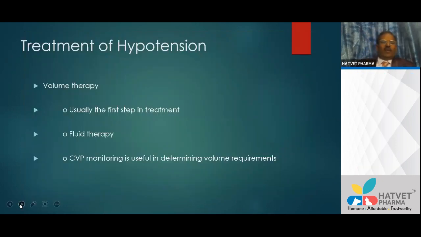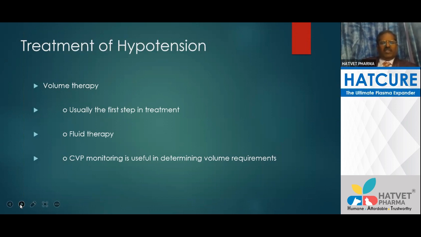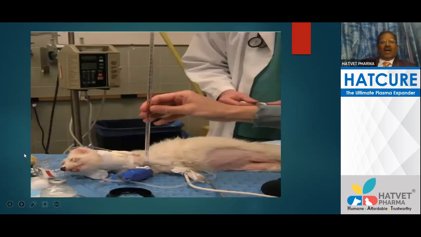Treatment of hypertension: the first is volume therapy. Usually the first step in the treatment is fluid therapy. Central venous pressure monitoring is also useful in determining the volume requirement. And this is measured from the peripheral blood vessels or the central line.